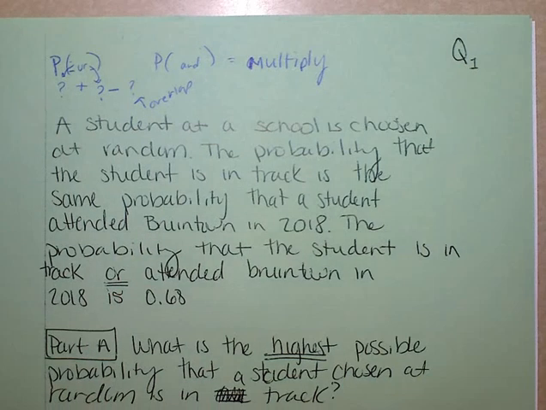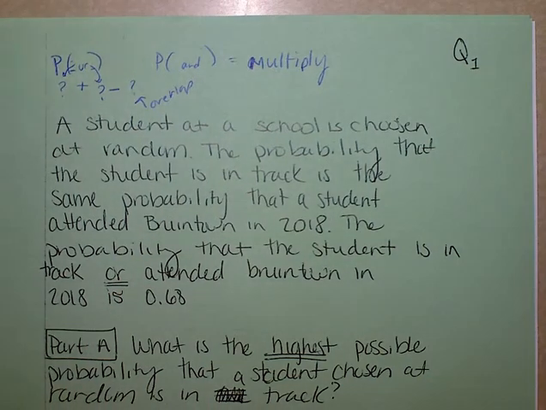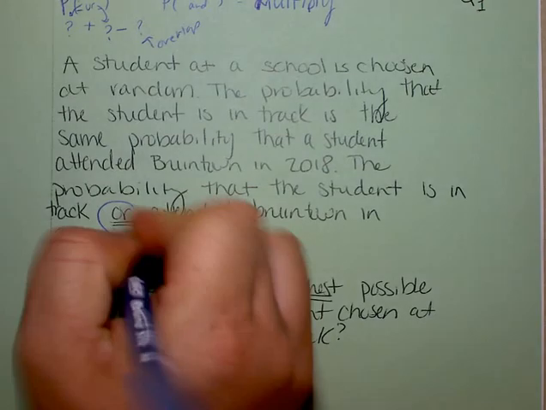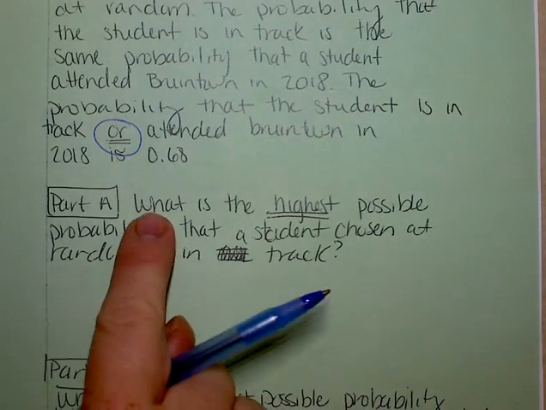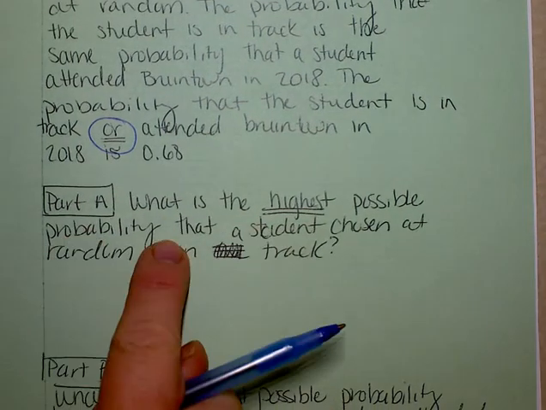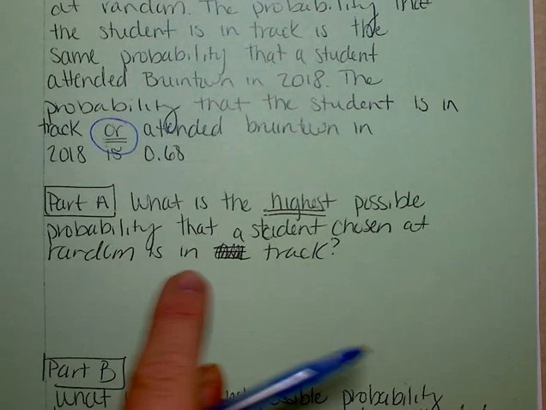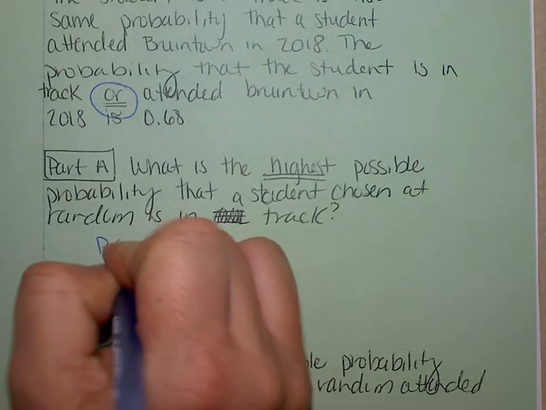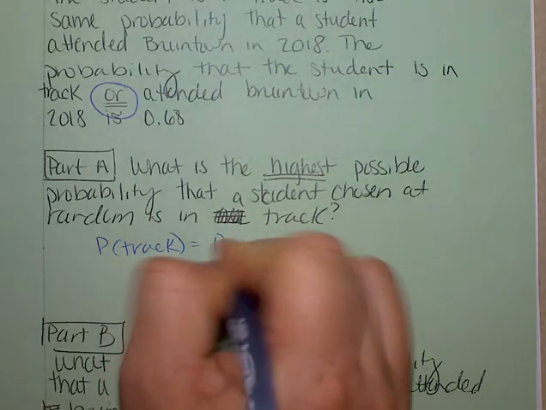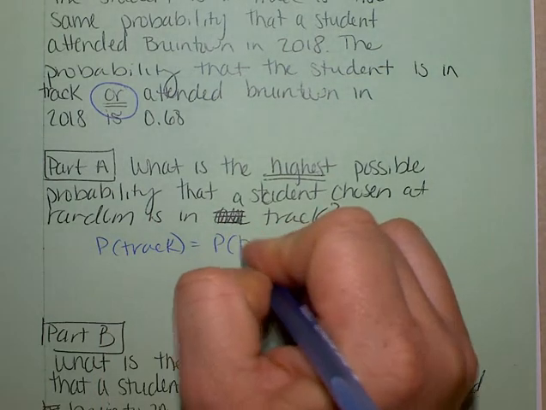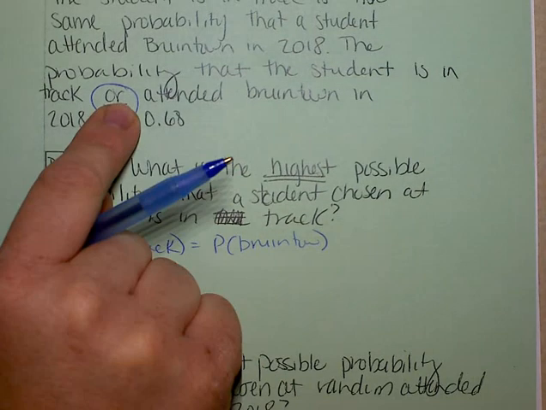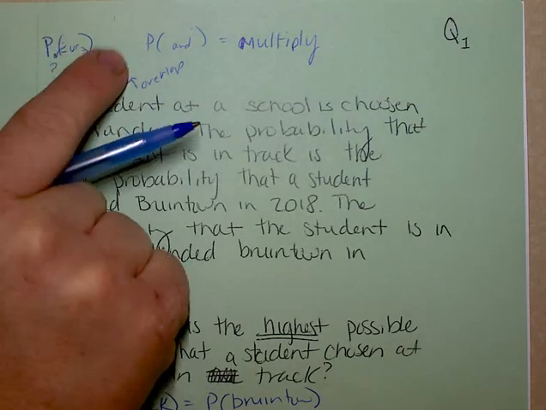So I'm seeing an or statement. What am I going to do here? All right, just keep this in mind. This is an or statement. What is the highest possible probability that the student chosen at random is in track? Well, what do you know? You know the probability that they're in track is equal to the probability that they went to Bruintown. They're equal probabilities, and the or statement equals 0.68, 68%.